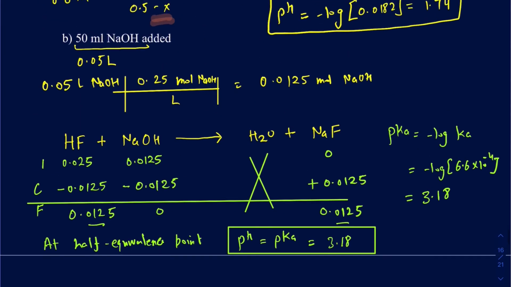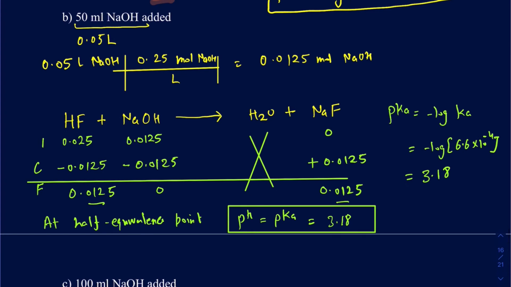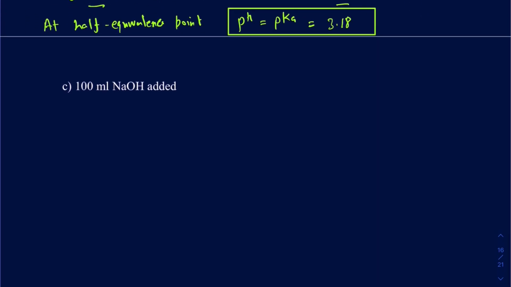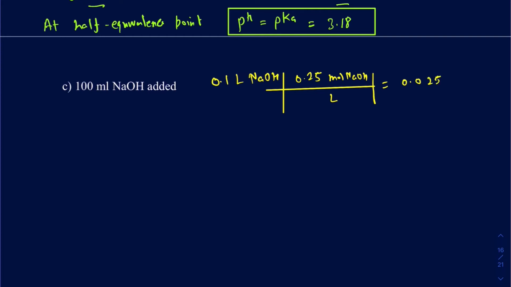Okay, moving along, what happens when you add 100 milliliters of NaOH? Again, figure out how many moles you have for the NaOH here. I'm going to write that down here: 0.1 liters of NaOH, and we are obviously starting out with 0.25 molar NaOH, so moles of NaOH per liter. So that's going to be 0.025 moles of NaOH.